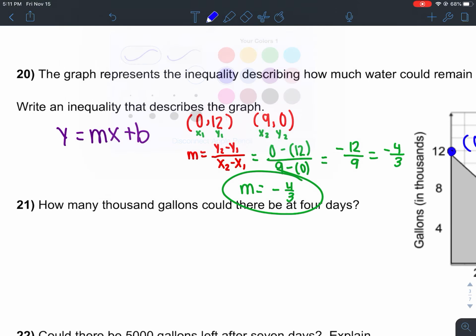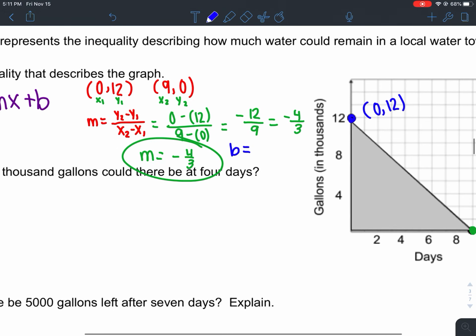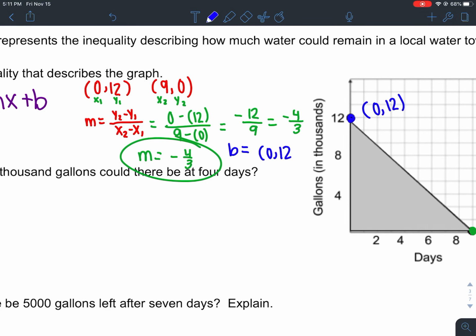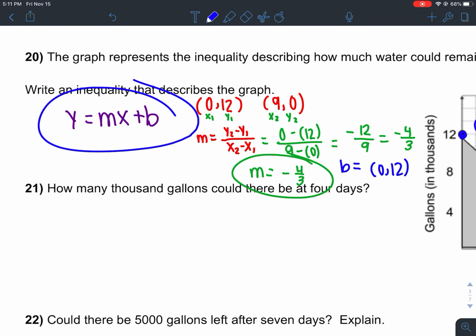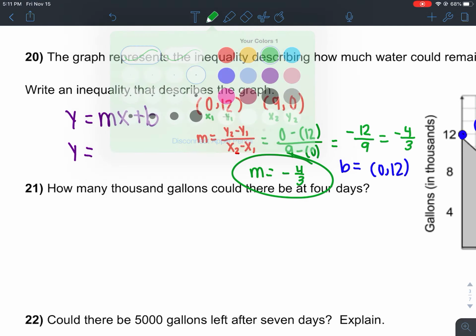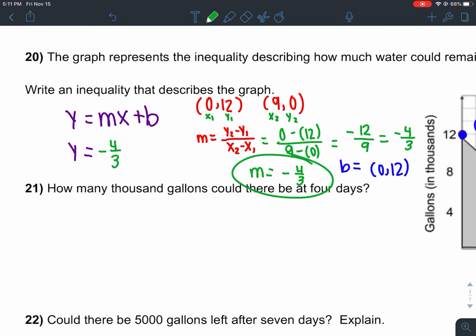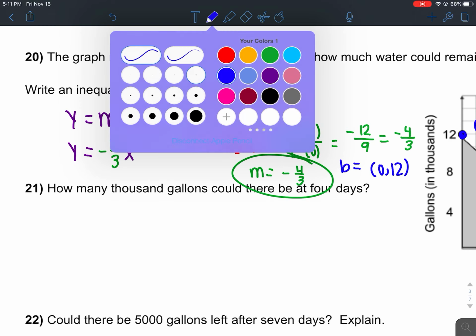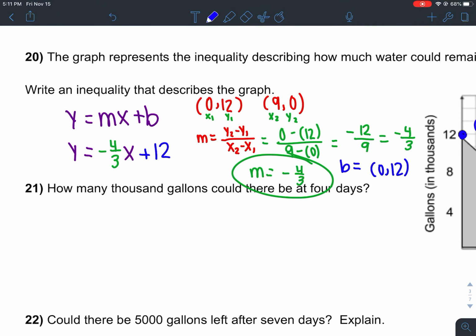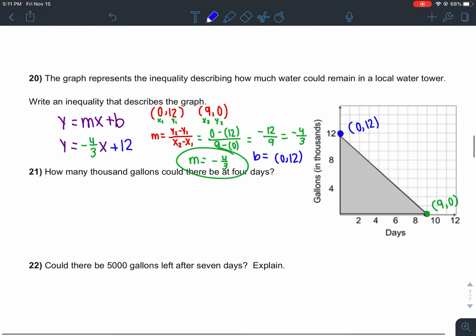Well, do we know the y-intercept? Yes, it's (0, 12). So let's plug that into this equation here. So this would be y equals, what's the slope? Negative 4 over 3. And then we have the x. And then our y-intercept, which is positive 12. So again, all we had to find was the slope because they already gave us the y-intercept. If they didn't, then we would have to start in point-slope and then get to slope-intercept.